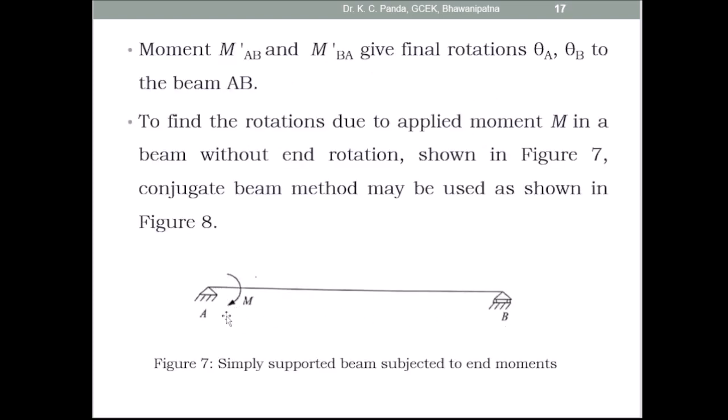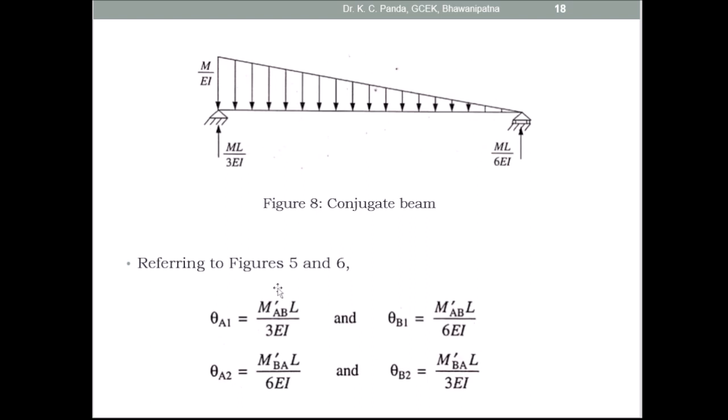In the conjugate beam method, first you have to draw the bending moment diagram, then the M by EI diagram is the loading for the conjugate beam. Then for a simply supported beam, in the conjugate beam also you have to consider the simply supported condition. Then for rotation you have to find out the shear force, and for translation displacement you have to find out the bending moment at that section.